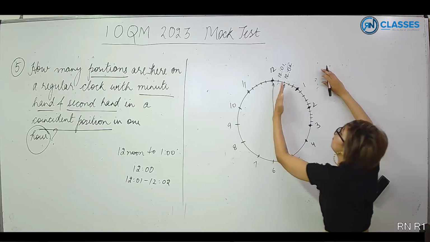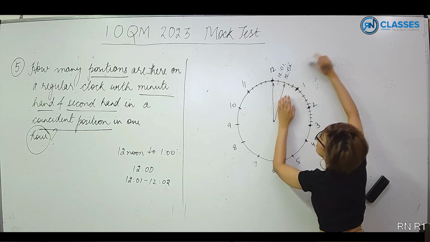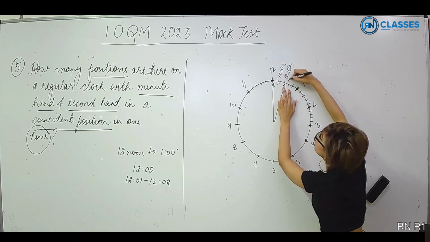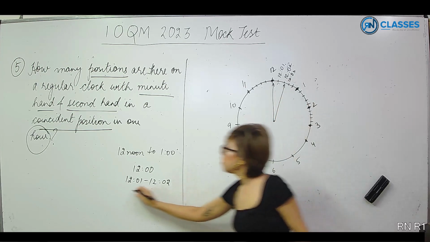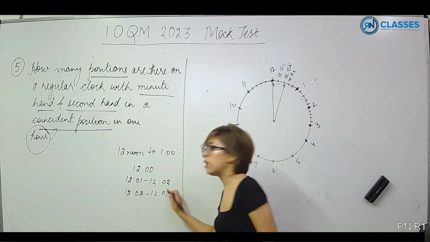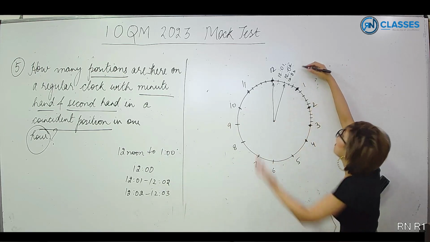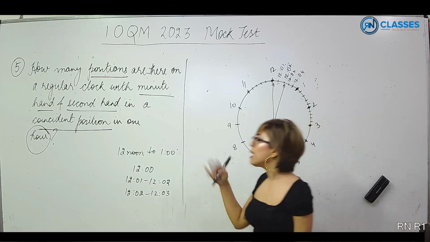Cool. Again, when it is moving slightly, the second hand will come from behind, and then there will be a position between 12:02 and 12:03 where these two hands will be coincident. Right? Okay. Now, I can do the same again. I can show that between 12:03 and 12:04, there would be another position. Right? So, I can see the pattern.